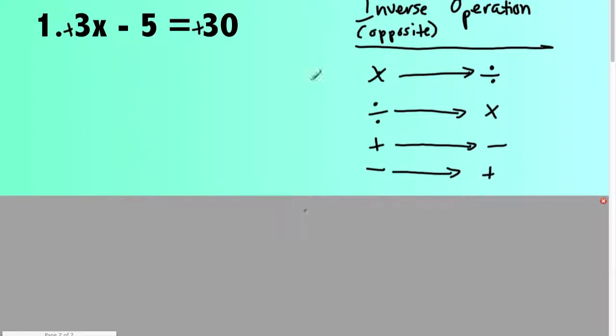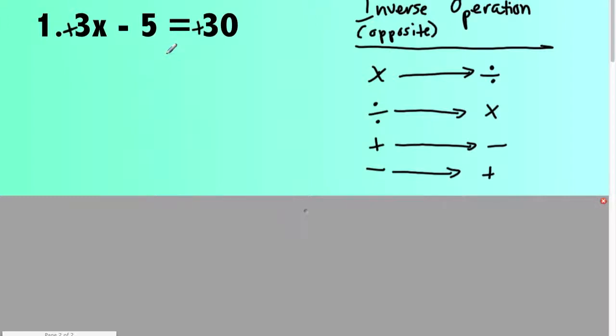So to do that, what you're trying to do is to get 0 on one side so that you can move it over to the other. And you'll see why that's important. So my first step is to put the signs in front of all of them. So this is a negative 5, this is a positive 3x, and this is a positive 30.